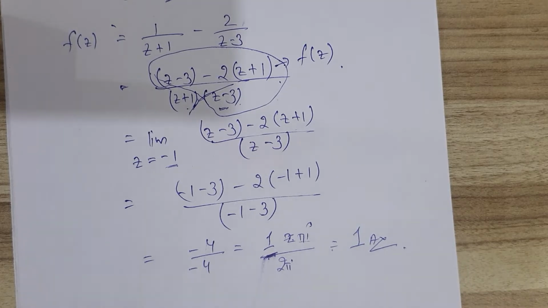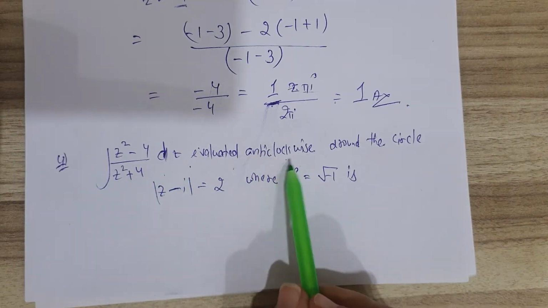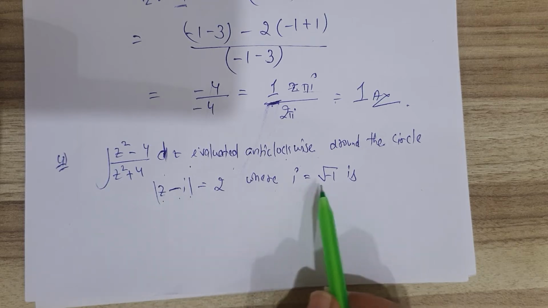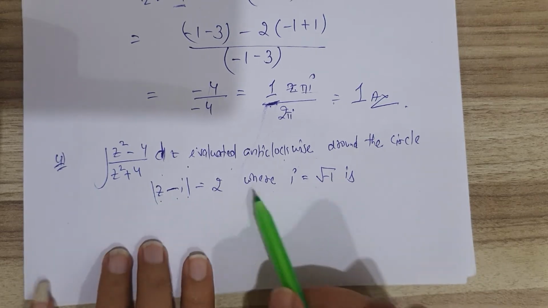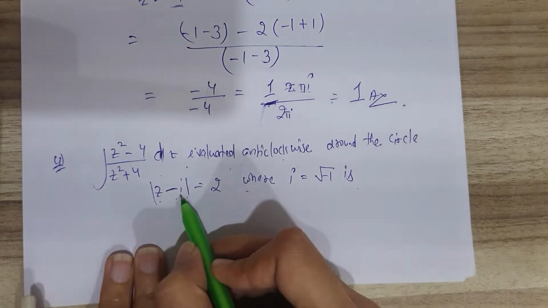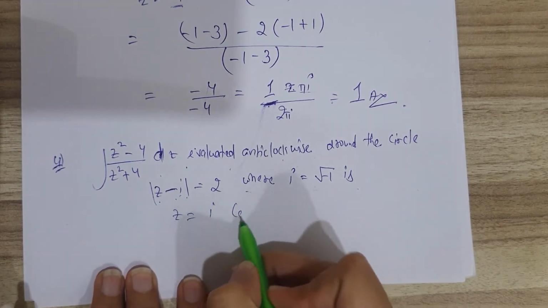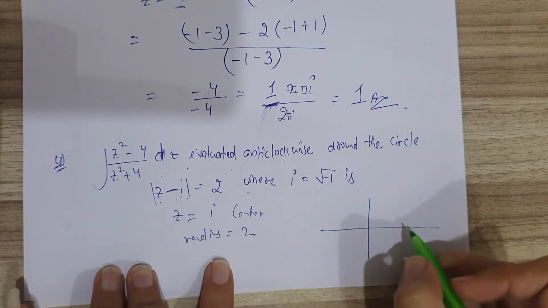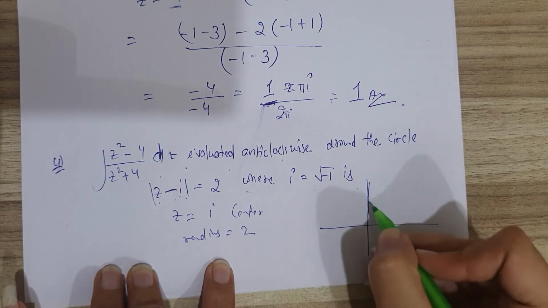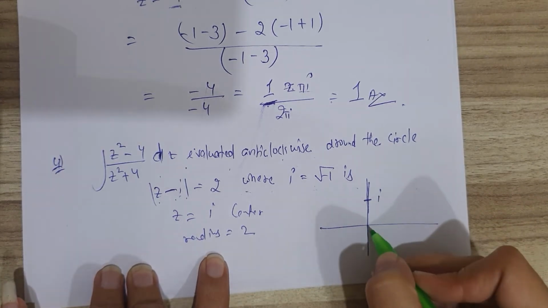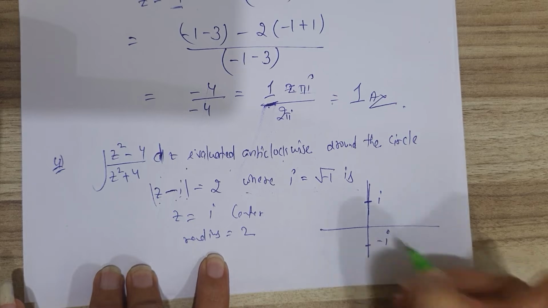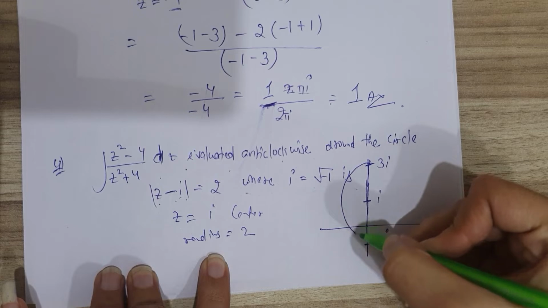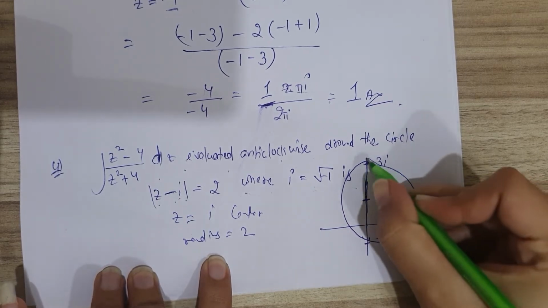This 1 is the answer. Here the function is this, evaluated anti-clockwise around the circle |z minus i| equals 2, where iota is root minus 1. It has no significance. Here the center is i and the radius is 2. Plot it. The center is iota, so it means here, and the radius is 2. It means that it will go from minus i till 3i. It means that this will be the circle.